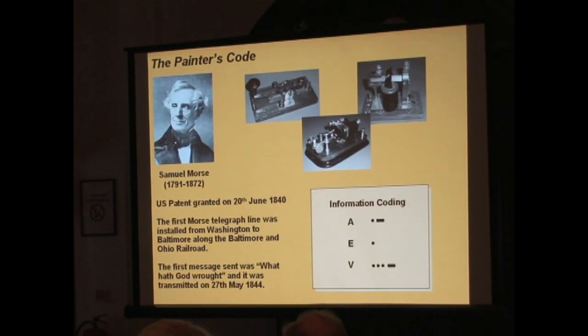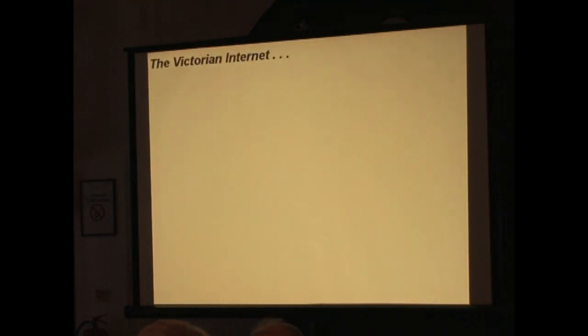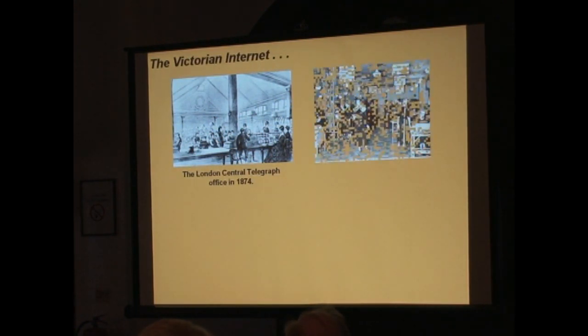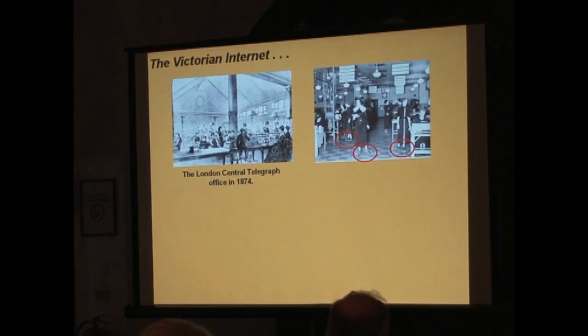And many of us will be familiar with the Morse code. And telegraph technology and Morse code effectively created the Victorian internet, we might say. And this is a picture of what the London Central Telegraph Office in 1874 looked like. Here is another interesting picture of a telegraph office. If I do that, that will highlight what the young ladies are wearing as fashion accessories on their feet at the time. You'll note their roller skates.